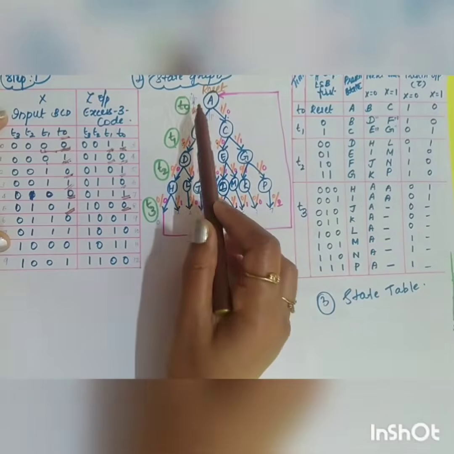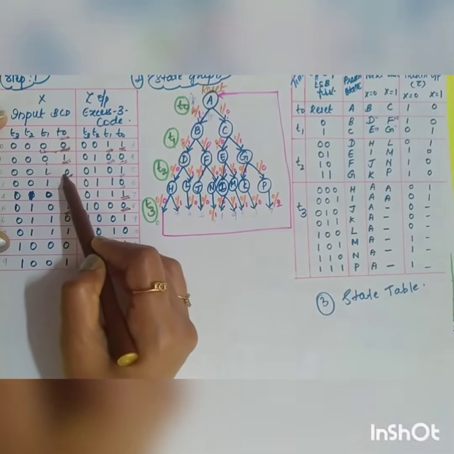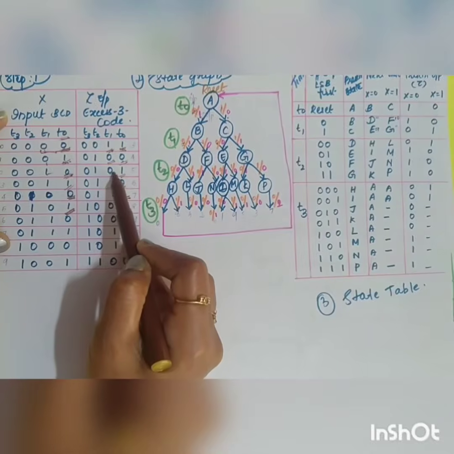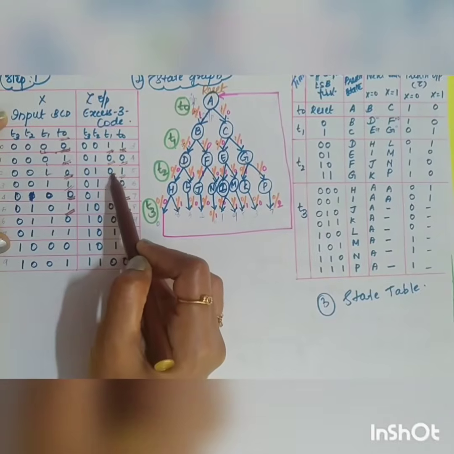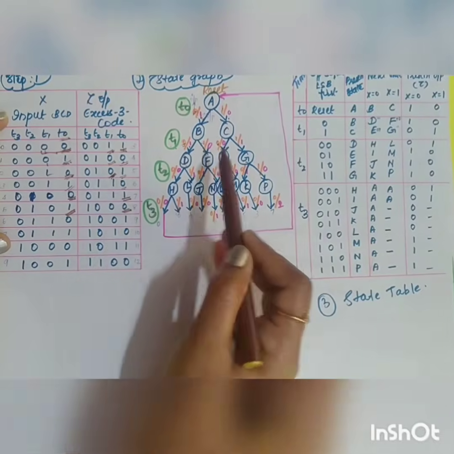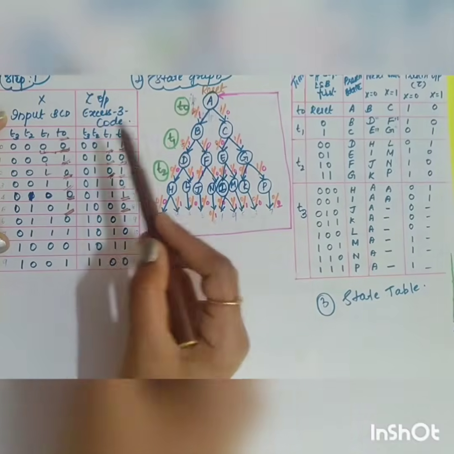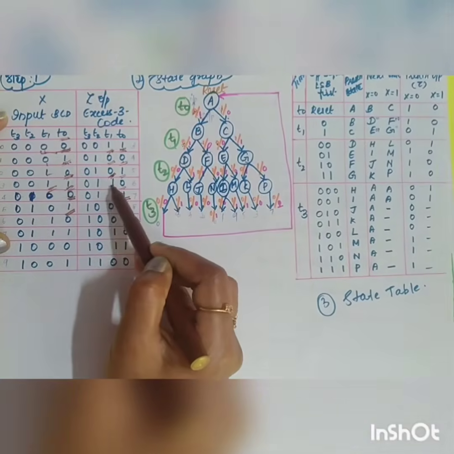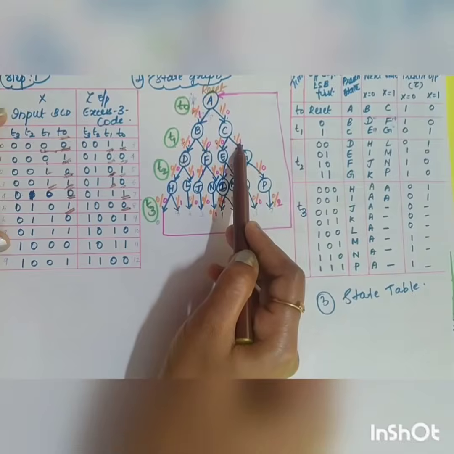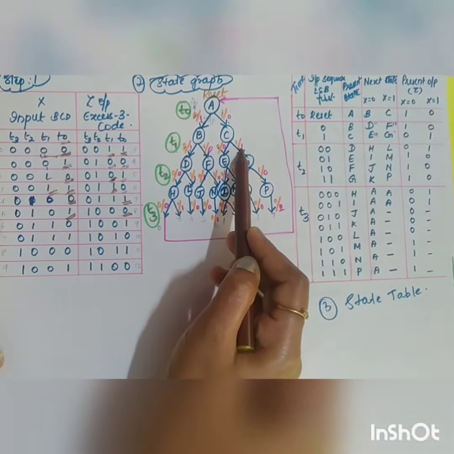For input 1, 0, what is your output at T1? You have to see only at time period T1 what your output is. It is 0. For 1, 1, next is 1, 1. What is your output? It is equal to 1. That's why you have written it here as 1.